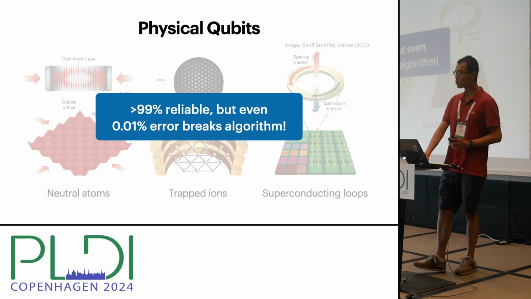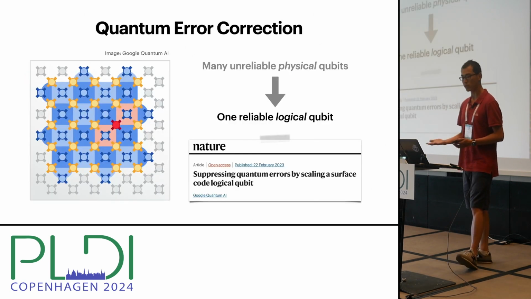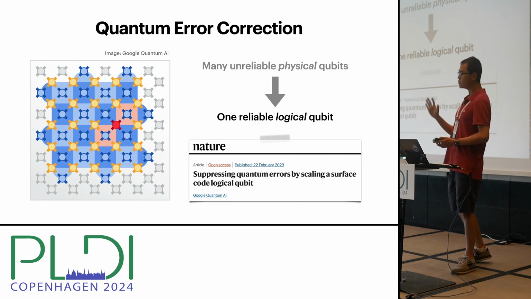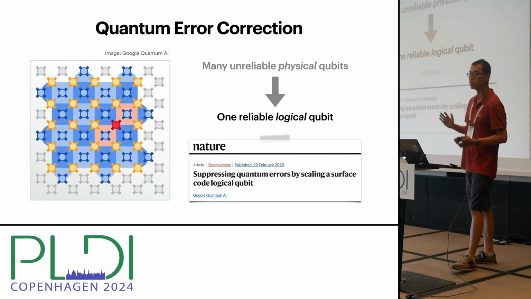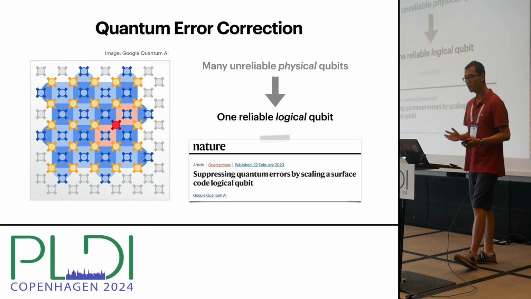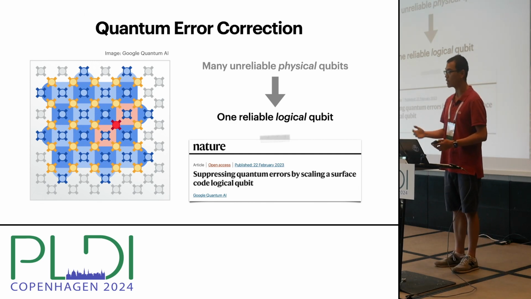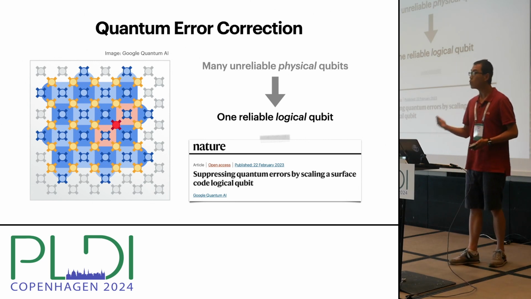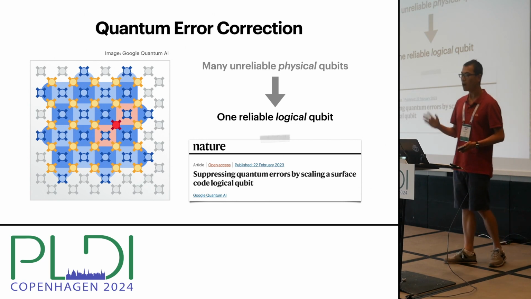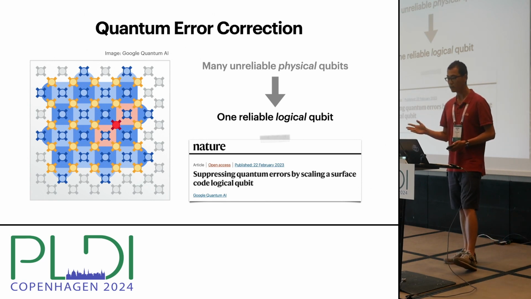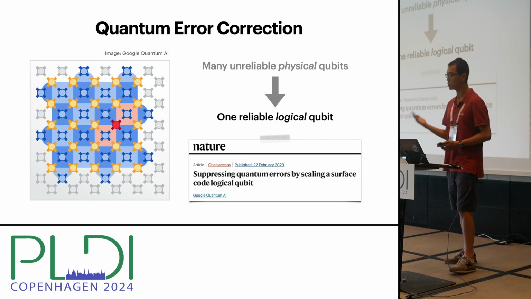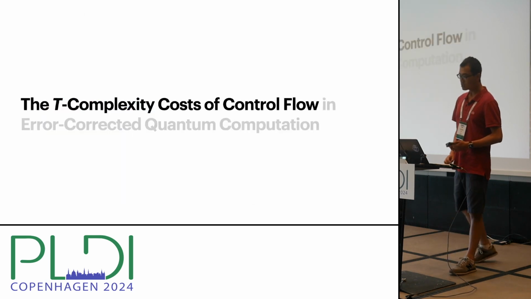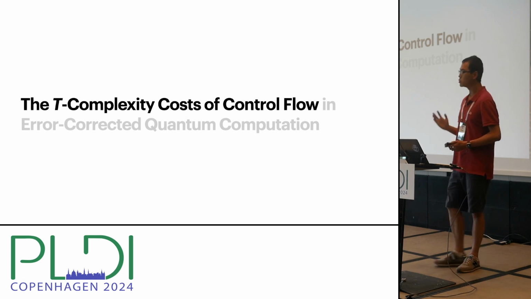Fortunately, there is a way around this problem, and it's called quantum error correction. It's a very simple idea that says that if you take a large array, let's say, of many unreliable physical qubits, then you can use their redundancy to encode one reliable logical qubit. Quantum error correction is a foundational idea from a few decades ago, and it makes large-scale quantum computation possible in principle. Only recently has it become reality through developments in the surface code, the predominant quantum error correcting code used today. So let's move on to the last part here about the cost of control flow.